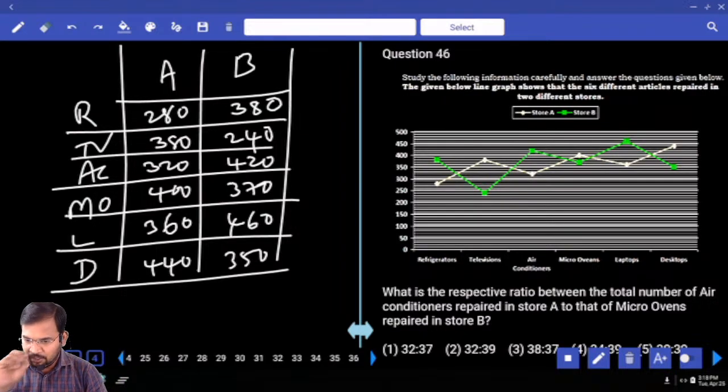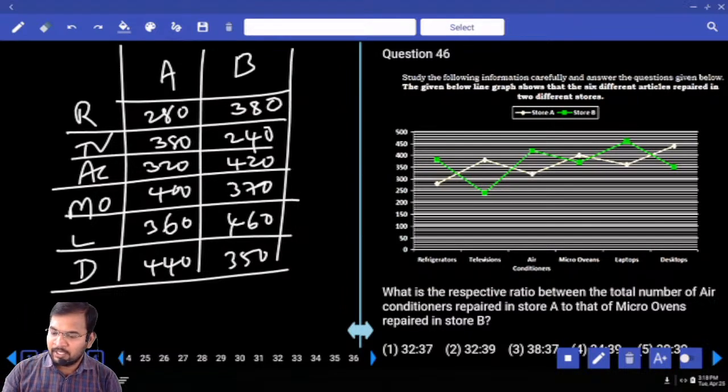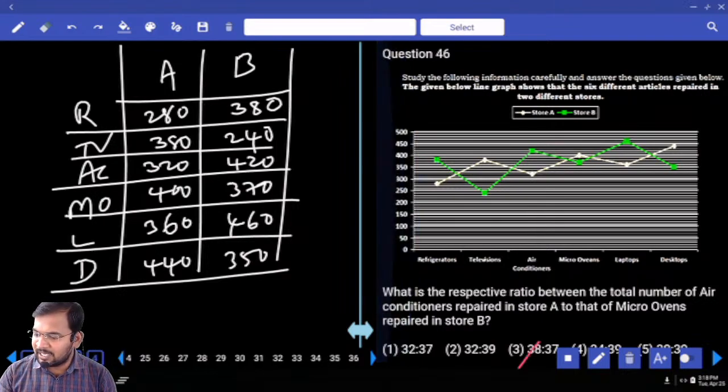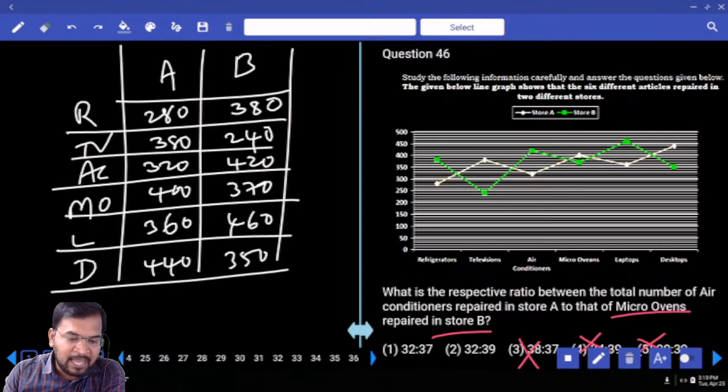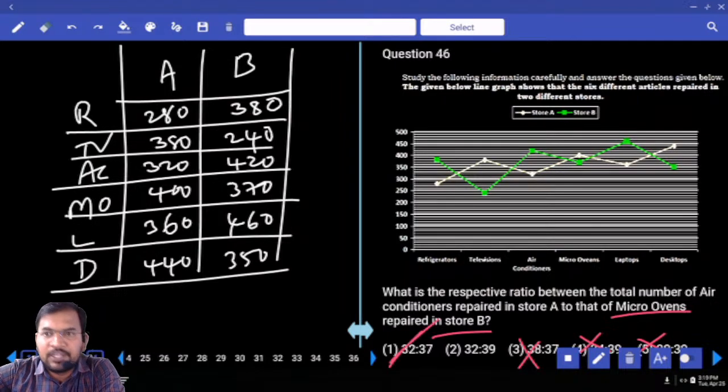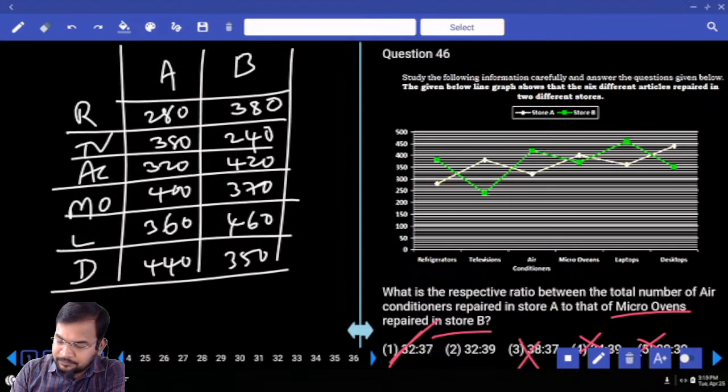See the first question. What is the respective ratio between the total number of air conditioners repaired in store A and the microwave ovens in store B? Store A air conditioners is 320, and the first value should be a multiple of 32. How many options are there? 2. Next, microwave ovens in store B is 37. Therefore your answer is 32 is to 37.